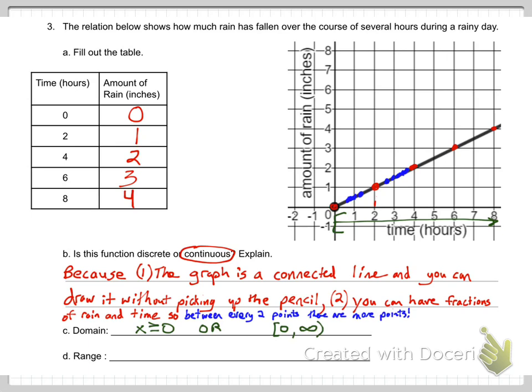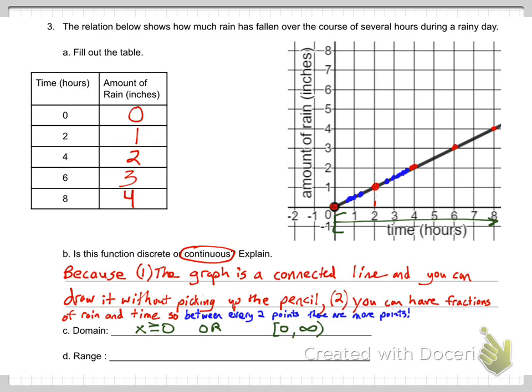Now, no, the rain wouldn't continue on forever, but since we don't know when it ends, we need to say there are any number of possible times greater than 0 where this could end. So x is greater than or equal to 0, or from 0 to infinity, including 0.